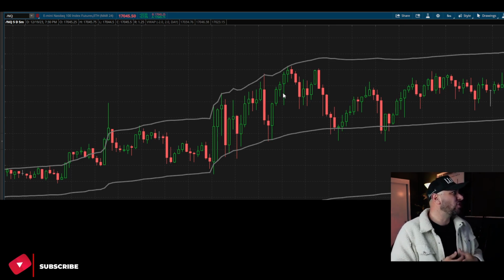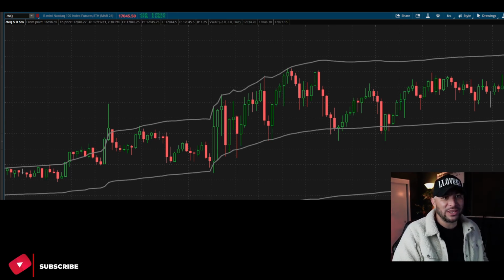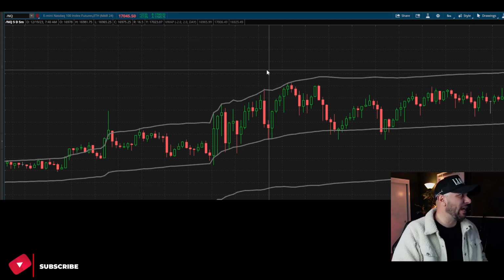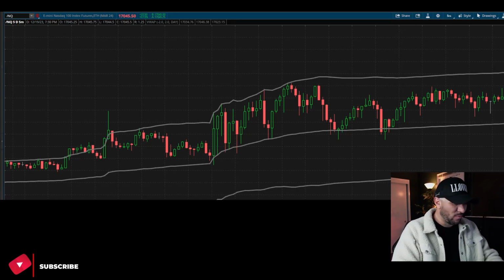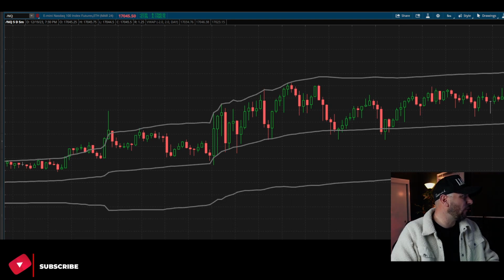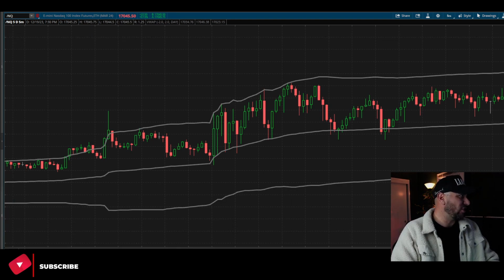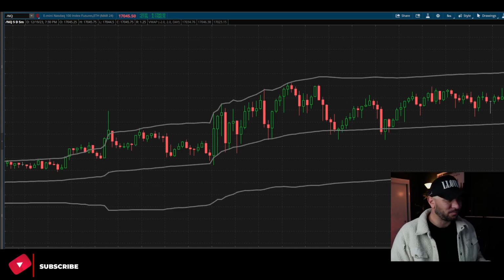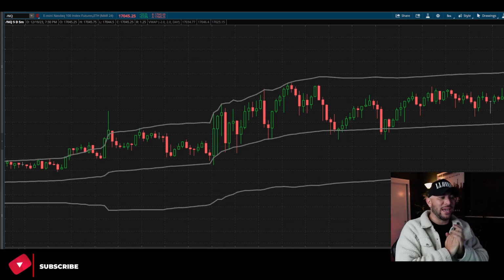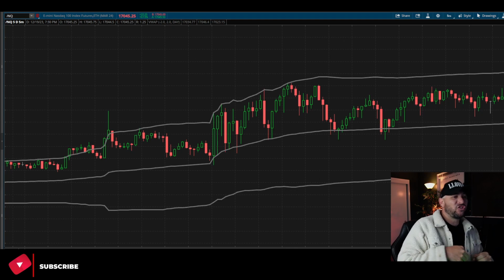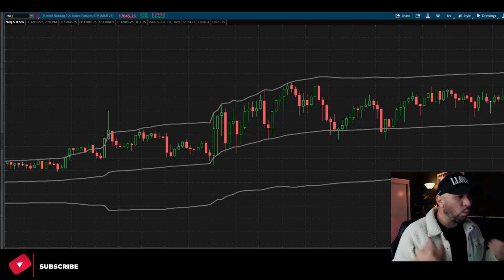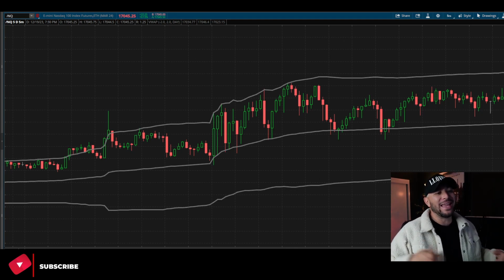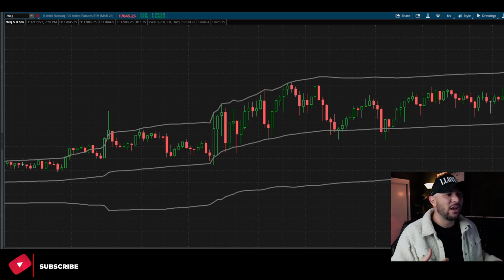Now, I've mentioned many times before that there are 1,000 different indicators. Why is my chart so small? There are 1,000 different strategies that you can use. So what we are looking at here on the screen is just pure price action with the VWAP and these kind of outside bands of the VWAP.